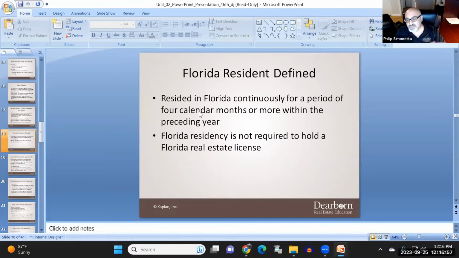So let's talk about you. You'll see this on a test, almost sure. What is a Florida resident? Okay, so how do you define it? A resident, you have to reside in Florida continuously for a period of 4 calendar months or more within the preceding year. Not having a driver's license in Florida, not voter registration, not having business, not having a real estate license in Florida. You have to reside in Florida continuously for 4 calendar months or more within the preceding year. That makes you a Florida resident. And the preceding year is referring to the last year, the current year? Yep, within the last 12 months.